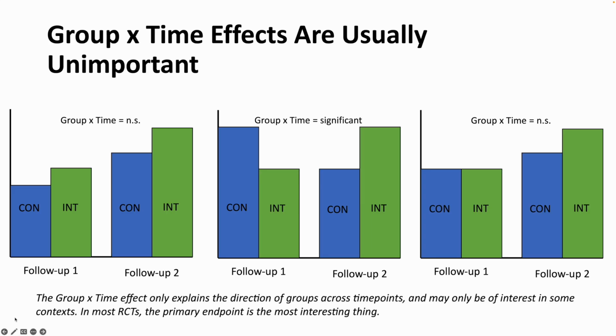The point is that the group by time effect is only explaining the direction of the groups across time points, and may be only of interest in some contexts. What's going to be most important for an RCT is the primary endpoint. This is the most interesting thing. Whether it's follow-up 1, follow-up 2, follow-up 3, or whatever, the primary endpoint is the most important thing we're interested in within the context of an RCT. We want to know, was there an effect for the intervention between groups at the primary endpoint time point?